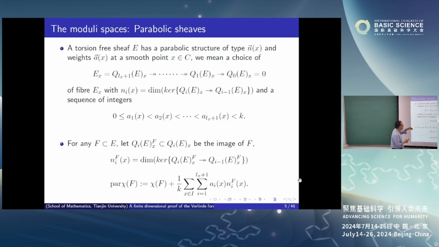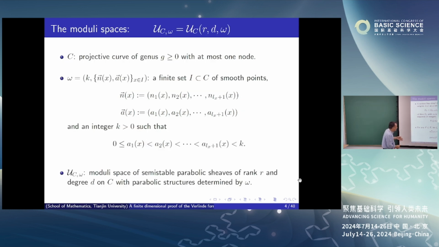It's a given type. For example, if you take all the numbers equal to 1, the so-called full flags, then this L_x is just r plus 1, where r is the rank. L_x of course depends on the type, so the type is fixed. At each point I fix a type. I fix this number. Of course, for different x, I have different types.